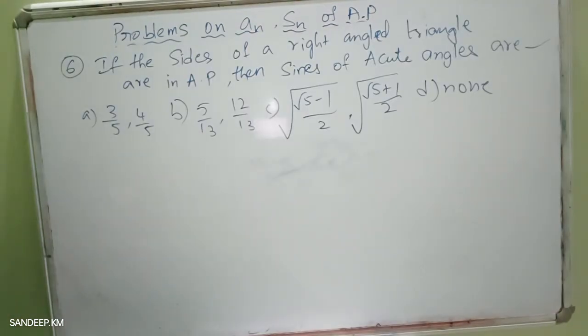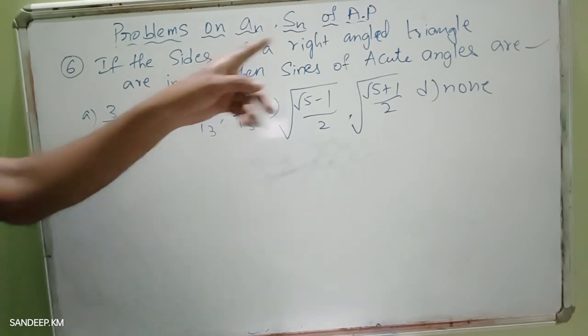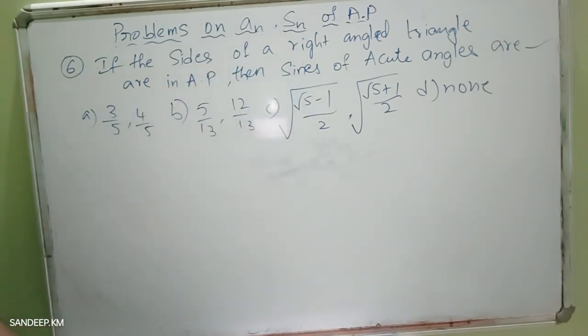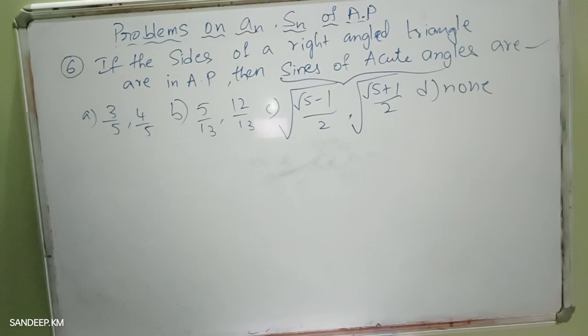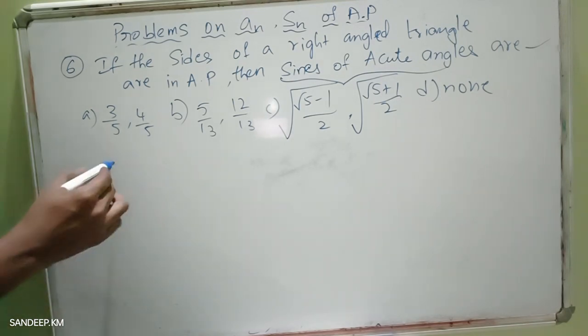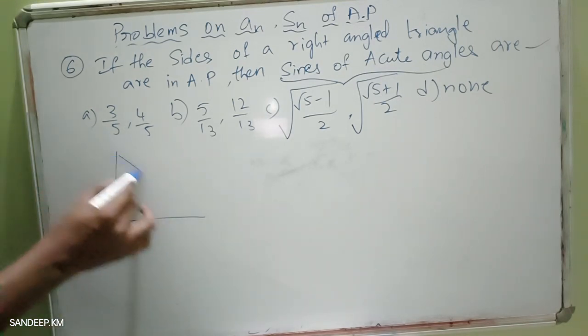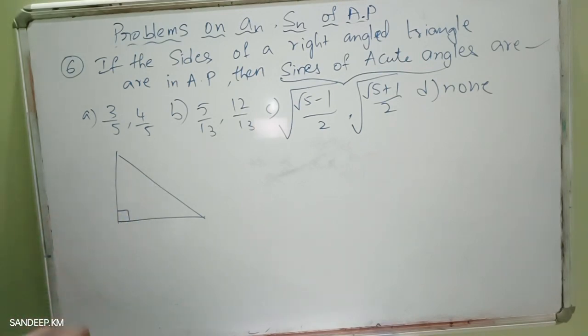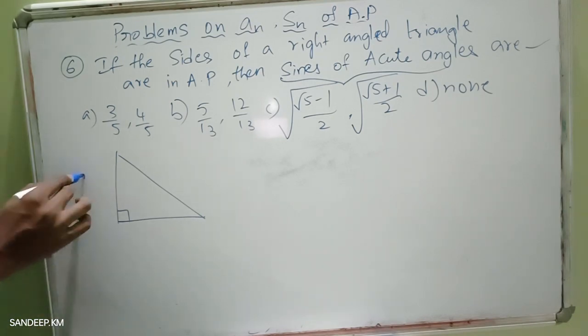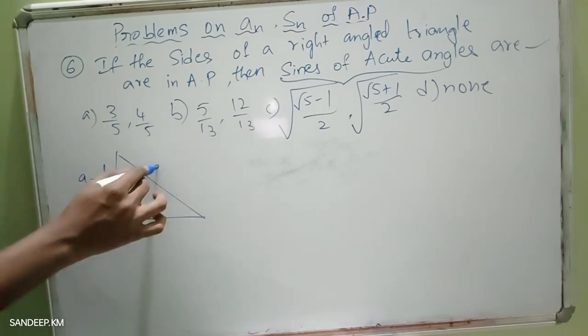Here is our sixth question. If the sides of a right angle triangle are in arithmetic progression, then the sines of acute angles are. What does it mean? The sines of acute angles. What are they trying to ask? Let me consider a right angle triangle. They told that the three sides of this right angle triangle are in AP. Okay, now. So let the three sides of the right angle triangle be A minus D, A and A plus D.